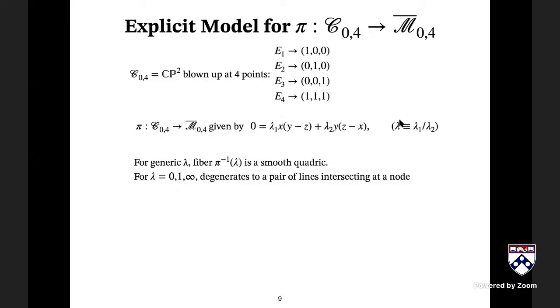that looks like this, where lambda, the coordinate on M04 bar, is just the ratio of the homogeneous coordinates lambda 1 and lambda 2. And for a generic value of lambda, the fiber is just a smooth quadric. But for lambda equals 0, 1, or infinity, it degenerates to a pair of lines meeting at a node. So I should have said I've written this equation as a map from CP2 to M04 bar, but it actually extends over the exceptional divisors. You can, with a little bit of work, see that it extends over the exceptional divisors and is actually a map from Del Pezzo 4 to M04 bar.